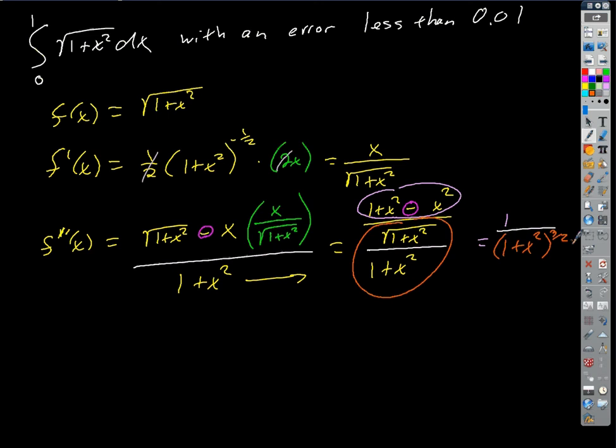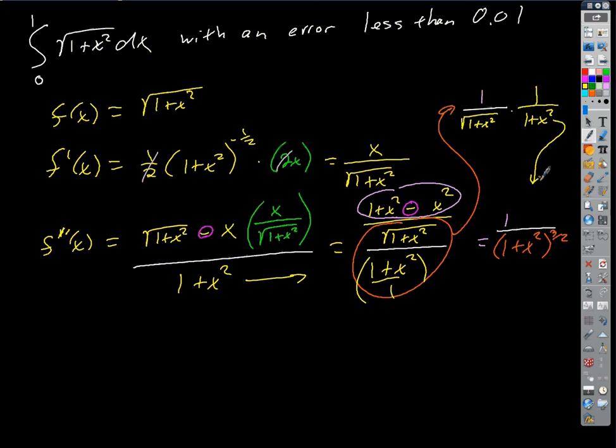That make sense? So the step in between, the step we get there, is 1 over the square root of 1 plus x squared times the reciprocal of the bottom. Right? Which gets us there. Okay, so there's the second derivative.